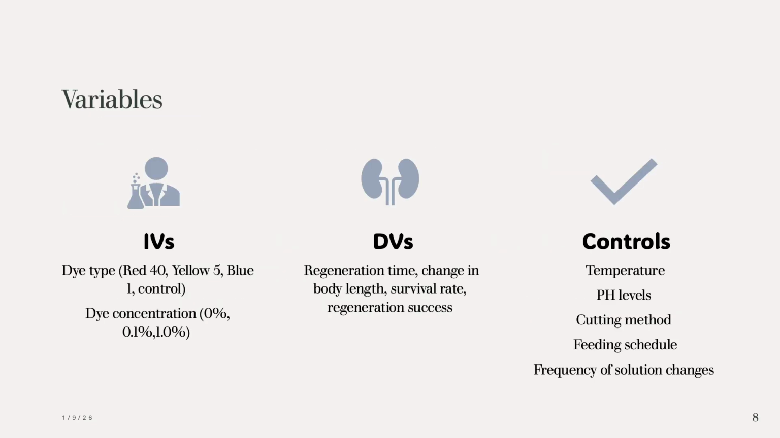My independent variables are dye type and dye concentration. My dependent variables are regeneration time, change in body length, survival rate, and regeneration success. My controls are temperature, pH levels, cutting method, feeding schedule, and frequency of water changes.